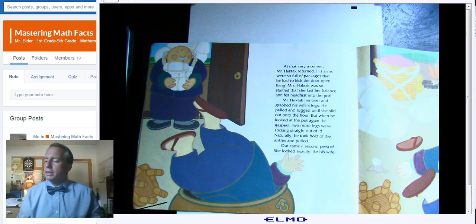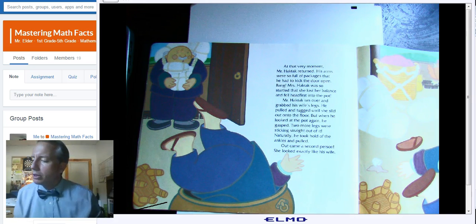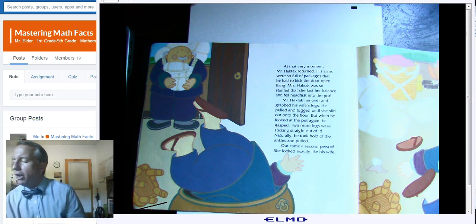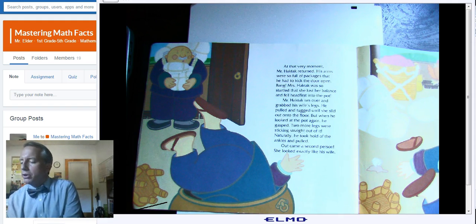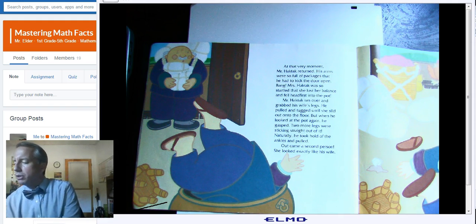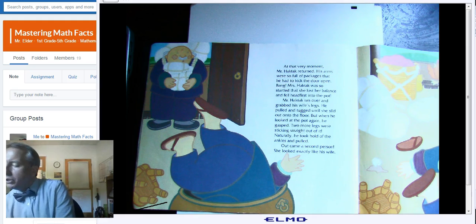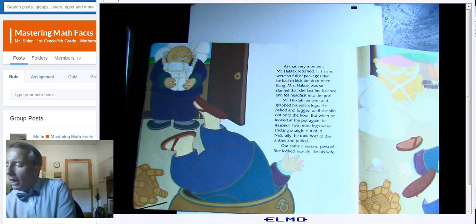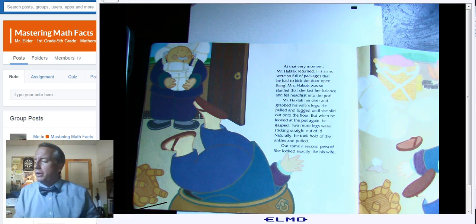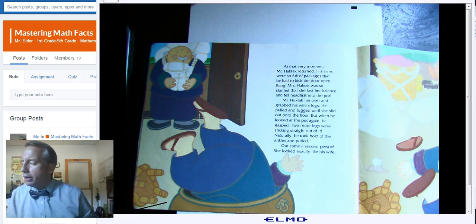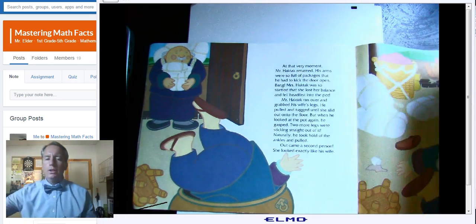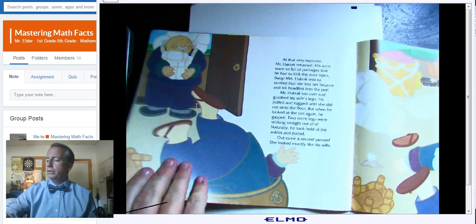Bang! Mrs. Hack-Tack was so startled that she lost her balance, and she fell head first into the pot. Mr. Hack-Tack ran over and grabbed his wife's legs. She pulled and tugged until she slid onto the floor. But when she looked into the pot again, he gasped. 2 more legs were sticking straight out of it. Naturally, he took hold of the ankles and pulled, and out came a second person. She looked exactly like his wife.